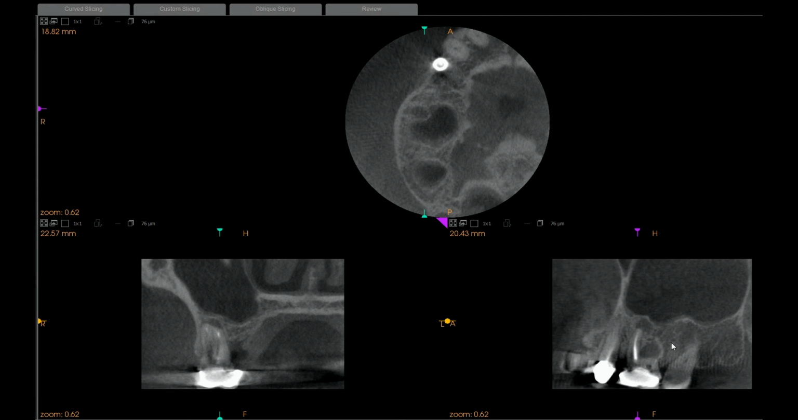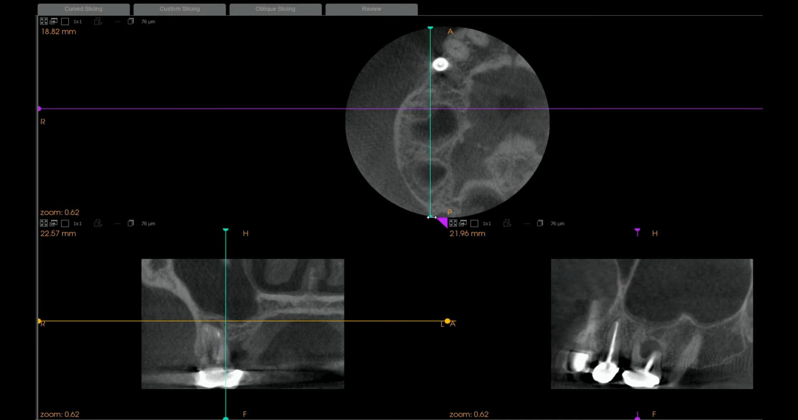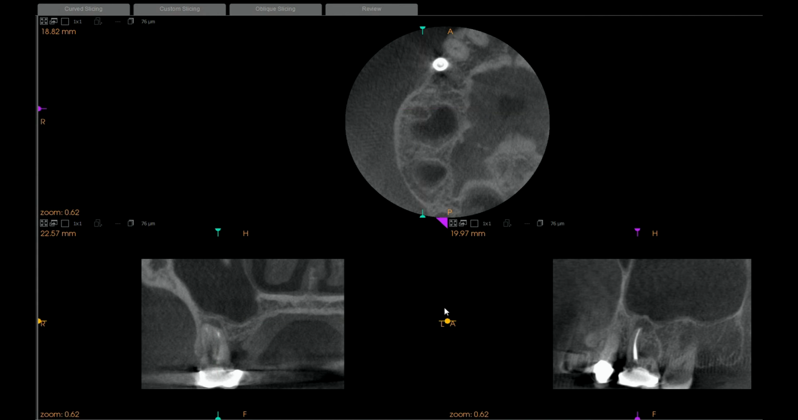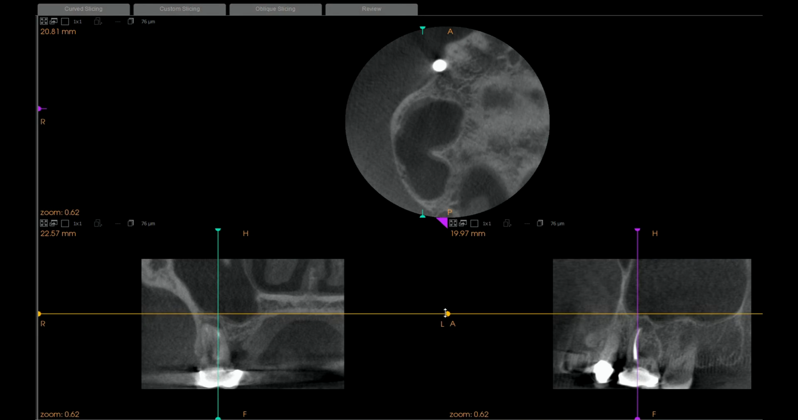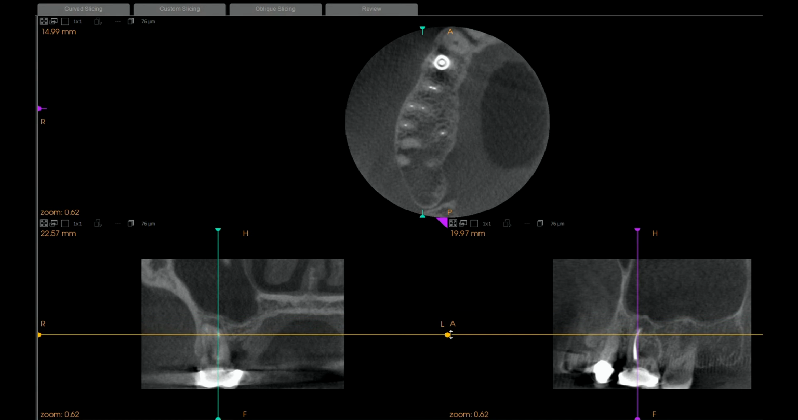As I move through the area, you can see those dark areas around the roots, which indicate there's infection going on there. As I scan through a different direction, you start to see in the upper image the little white dots. These are the filling material that was placed when the root canal was done.